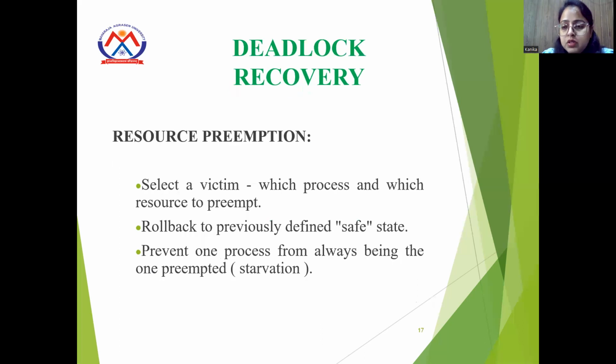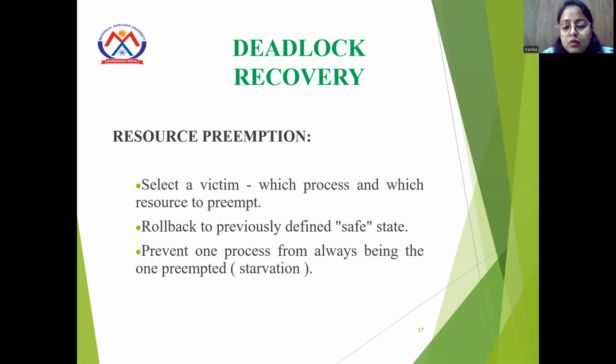Next is resource preemption, that is, how we can preempt resources. We can preempt resources by first selecting a victim. Means we select a resource which we want to preempt, because we can identify which resource is the main culprit by which our system is in a deadlock situation. First we find out that resource, then we select which process and which resource to preempt.